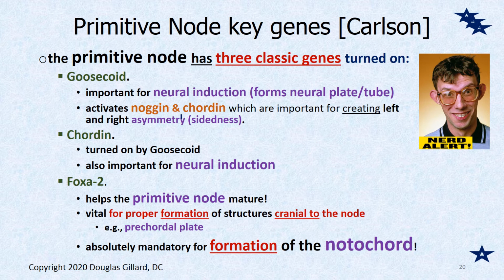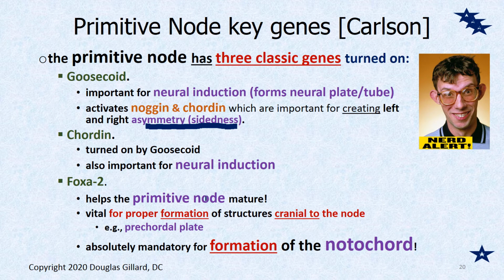It also activates chordin and another one called noggin. And chordin and noggin are important for sidedness. For example, they secrete gene products which tell the heart that it's supposed to be a little bit more on the left side and not the right side, and things like that. Chordin, which we just said is turned on by goosecoid, is also important for formation of the neural plate and neural tube. So for neurulation, goosecoid and chordin are very important.